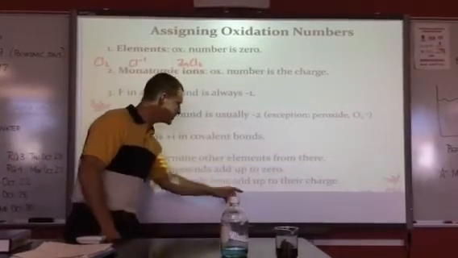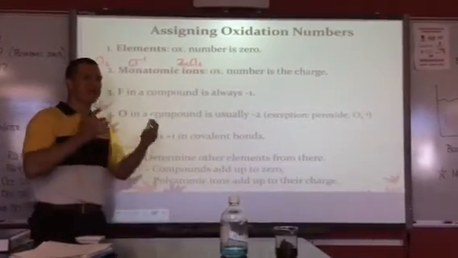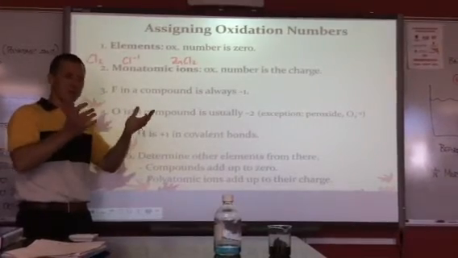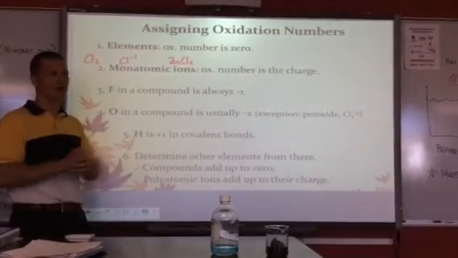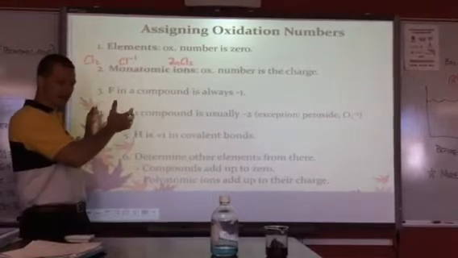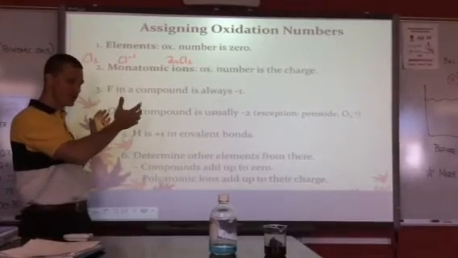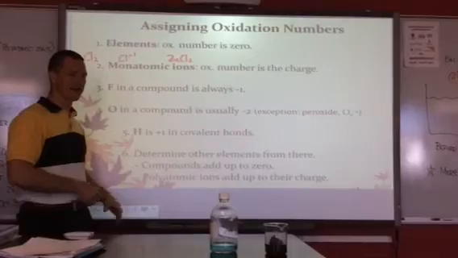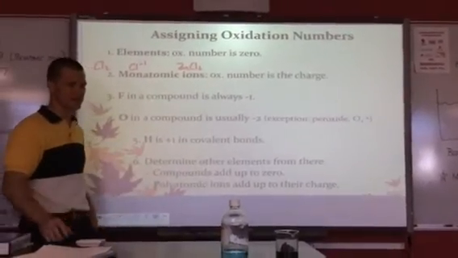A couple other tips for determining the other elements. Remember, the compounds have to add up to be neutral. So they have to add up with a total oxidation number for the compound of 0. So everything in a compound is going to have an oxidation number, but they always have to add up to 0. Polyatomic ions have to add up to whatever the charge on the ion is.